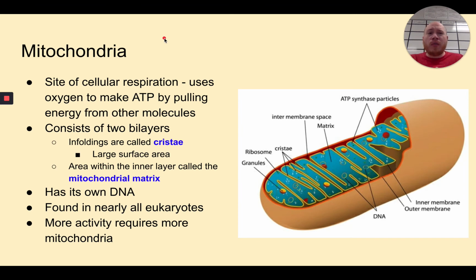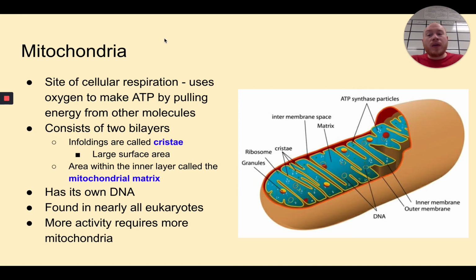The mitochondria, the powerhouse of the cell, as you've probably heard since like first grade, is the site of cellular respiration. It uses oxygen to make ATP by pulling energy from other molecules. I don't ever want to hear that the mitochondria is the powerhouse of the cell in AP Biology. At this point, we should be able to say, hey, the mitochondria takes biomolecules and turns them into ATP via a number of chemical reactions. It consists of two layers. The infoldings are called cristae, and their main purpose is to make a huge amount of surface area. The more surface area that you have, the more work you can do. And we want to do a lot of work because we want to make a lot of ATP.